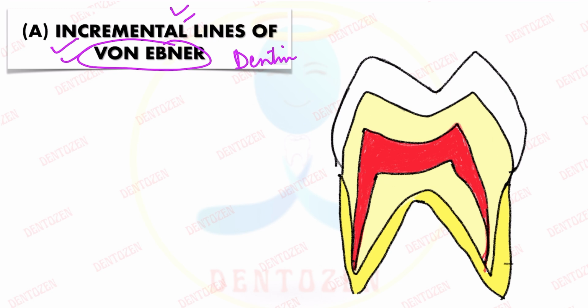And if I ask you what are the incremental lines of enamel known as, do you remember? Yes, they are known as incremental lines of Retzius. These two are very important Viva questions. So remember, for enamel these are lines of Retzius, and for dentine these are lines of von Ebner. So what are these von Ebner lines?